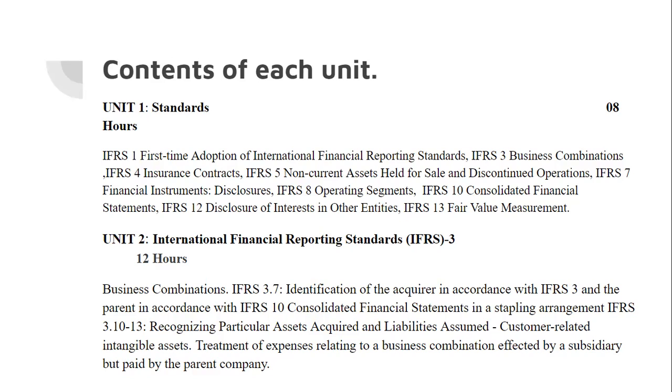We will superficially study all of these 9 standards so that we have a fair understanding of what is there in the standard. Now, Unit 2 is a much more in-depth understanding of IFRS 3 because like I mentioned in the beginning, we'll be talking more about business combinations in this subject. All right, so Unit 2 is IFRS 3. We'll be talking about business combinations, how to identify an acquirer, how do you deal with consolidated financial statements, acquired liabilities, customer related intangible assets, treatment of expenses relating to business combination, all of these things.